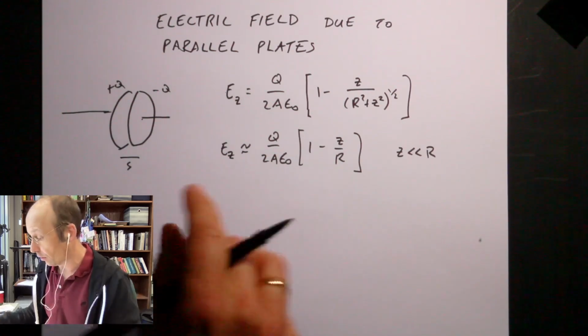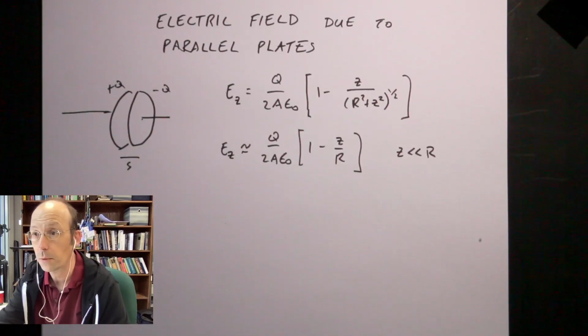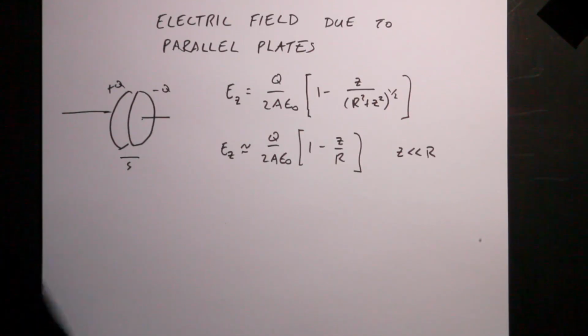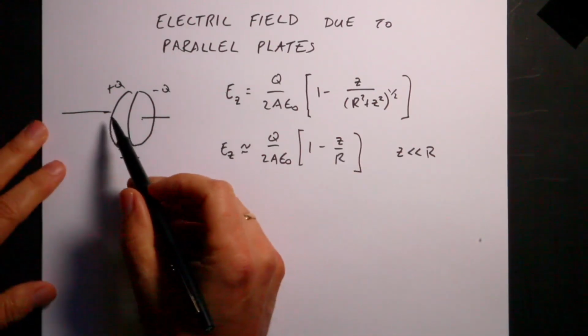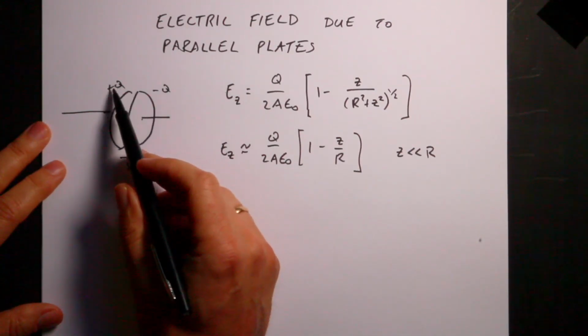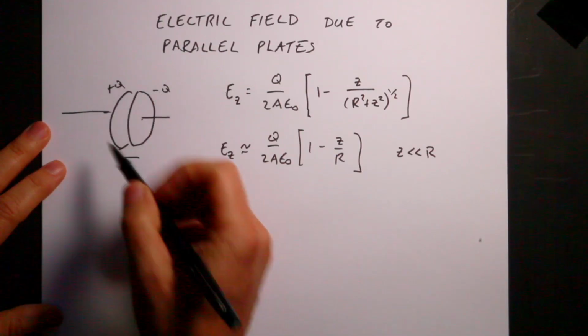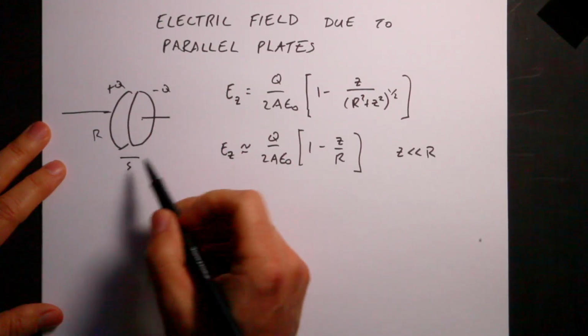Okay, so let's get over here to this. Let me turn off this camera so that we have more room. Camera off. Okay. So here I have two parallel plates, a charge plus q and a minus q. They have the same radius, r, and they're separated by some distance, s.